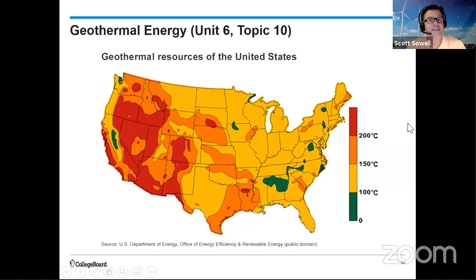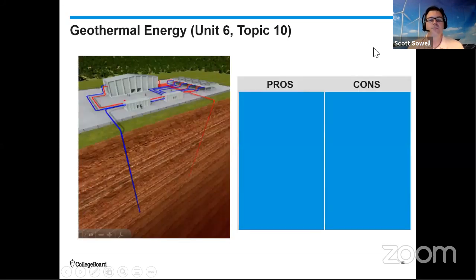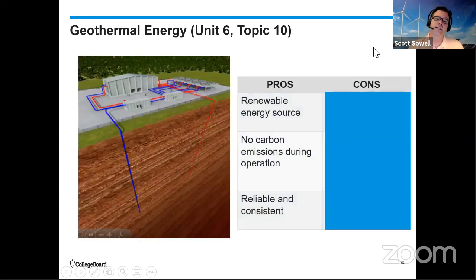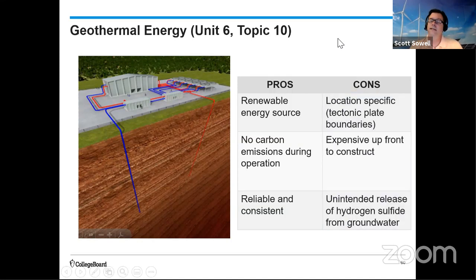So clearly Iceland is enjoying their geothermal, and not every place in the United States has the same capacity for geothermal energy to be used. You can see that there's more geothermal resources in the western part of our country. So overall, some pros and cons. It's a renewable energy source, clearly, and during normal operations, there's no carbon emissions. It's really reliable and consistent. You know, the Earth is still hot, it's gonna be hot. Some of the cons, again, very location specific. Very expensive upfront to construct, and you do have the unintended consequence of some leaking of hydrogen sulfide into the atmosphere.